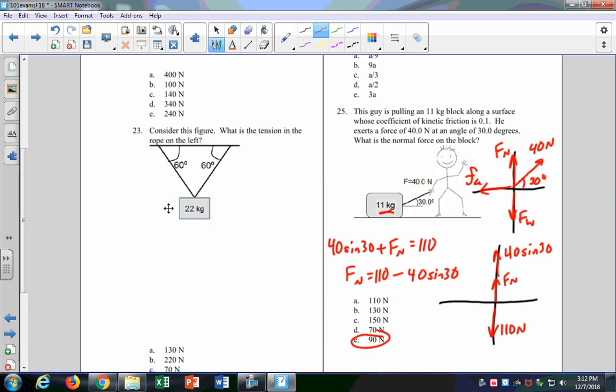So what are the instances that normal force equals force of weight? Where it's on a horizontal surface and where there are no other vertical forces.